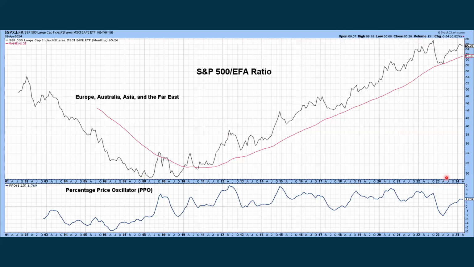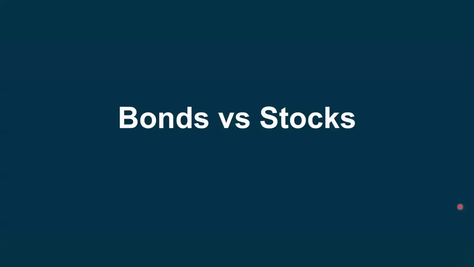Then we look at a monthly chart of the S&P, and we compare it with a global mix of stocks and take a ratio of that. And these stocks are in Europe, Australia, Asia, and the Far East. Over here, we are pulling back a little bit, but we're still above this moving average, and the moving average is going up. That's showing that the S&P 500 is outperforming global stocks. We're turning down just a little bit with the momentum here, but this also shows that the momentum has been positive until recently. It looks like it's rolling over a bit.